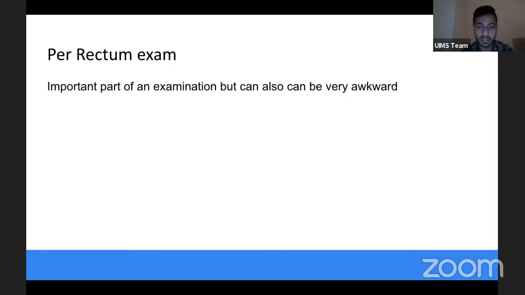Just because it's awkward, we shouldn't avoid it, and also because we as students are not really exposed to it in many contexts, or we're not usually allowed to do this. We shouldn't shy away from it, because it's a very important thing to learn and to master. And just because it's awkward and unpleasant for the patient, you should also not avoid it, because it's very important for patients with symptoms of PR bleed, tenesmus, or change in bowel habits and things like that.